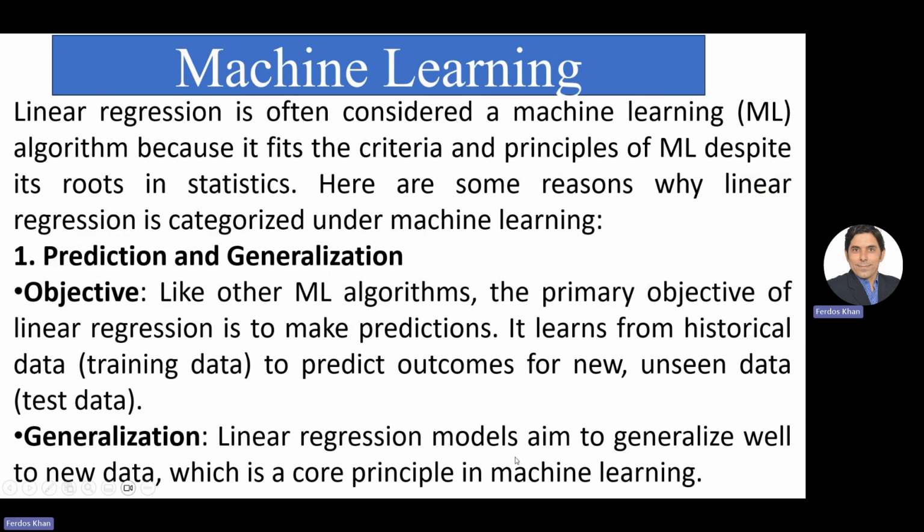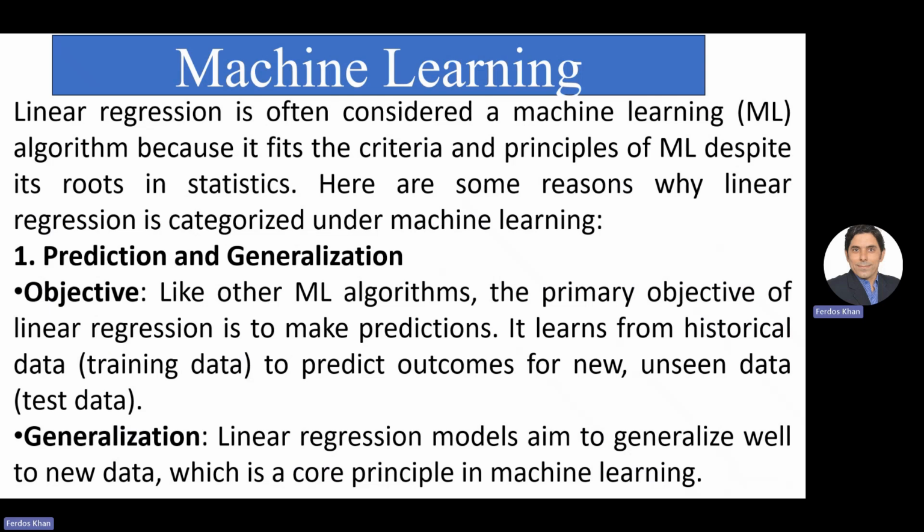Generalization. Linear regression models aim to generalize well to new data, which is a core principle in machine learning. So this is almost the same thing as we have talked about in the objective. So yes, we generalize to the new data, like the test data, or you can estimate the response variable y as long as you have the values of the independent variable and the predictors. You already have beta naught and beta 1 from the training data.